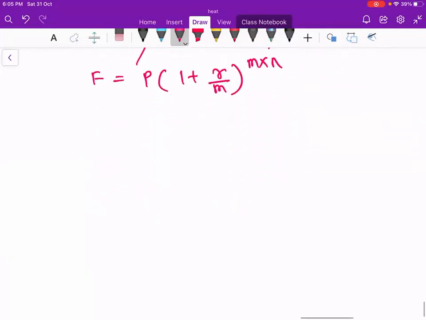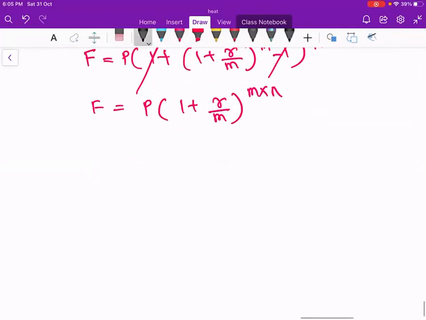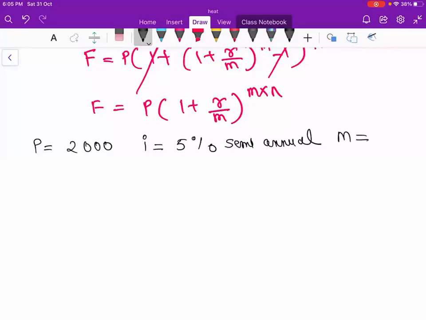So now we will solve one question. Up to this we saw yesterday, so we will solve a question to clear your doubts. Suppose P equals 2000 and I have given the I value, 5% semi-annual. So what will be the value of M if it is semi-annual? Always remember that we have to compare it with 1 year, meaning in 1 year how many times, that value will be denoted. So M will be 2.